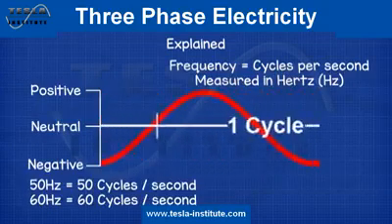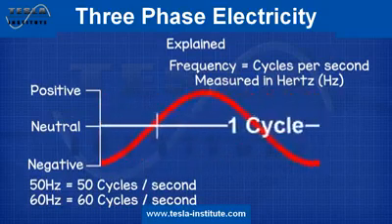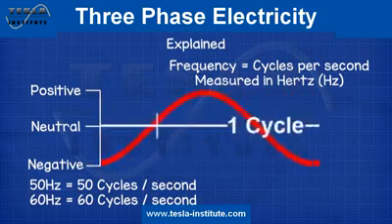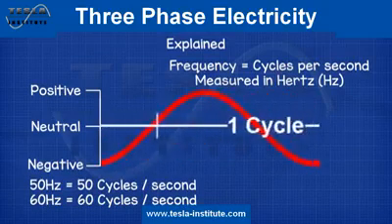This complete rotation is known as a cycle, and the number of cycles per second is called the frequency, which is measured in hertz. You've probably seen 50 Hz or 60 Hz written on your electrical goods. This means that the generator of the power station is completing a full rotation either 50 or 60 times per second.